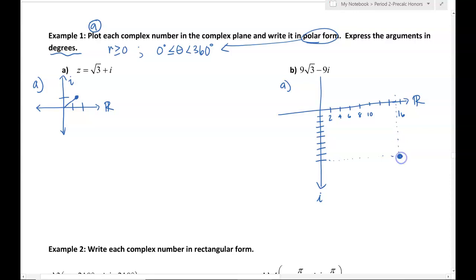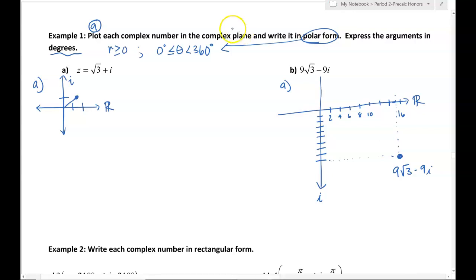So this is really technically your dot of 9 radical 3 take away 9i. Now in your book, it may connect this to the origin. That's okay too. You can connect it or you don't have to. It's not a big deal. As long as you have a dot, then I'm good. If you have a dot and a segment, cool. If you just have a dot, also okay.